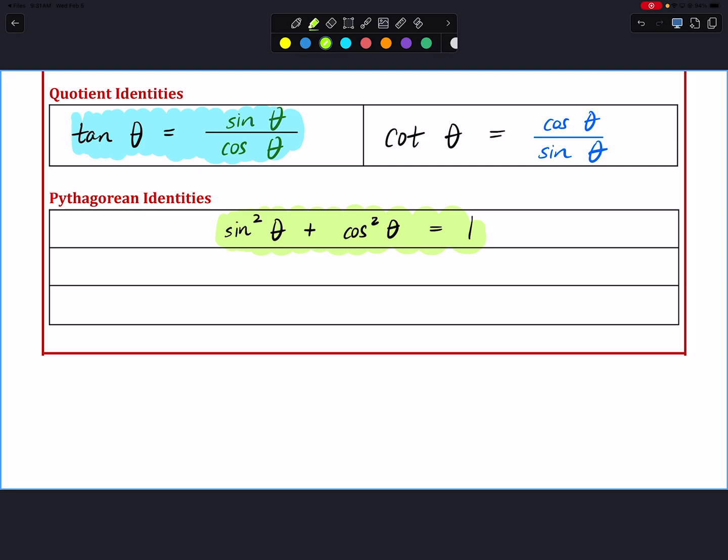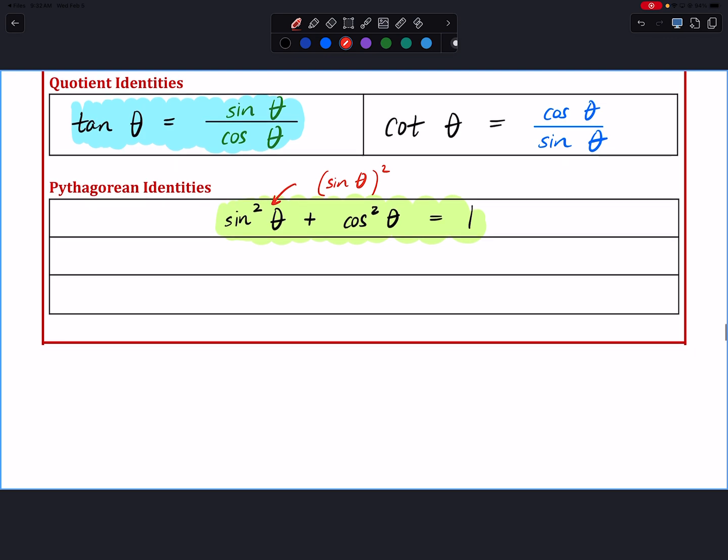Now, if you're wondering why it's written like that, I don't know. But this really just means the sine of theta squared. For trig, that's just how we write it. I don't know why. It always has bothered me since I was in high school, but that's how you write it. I just work here, guys.